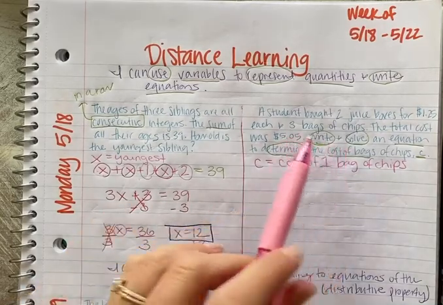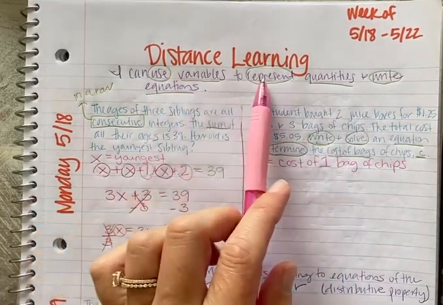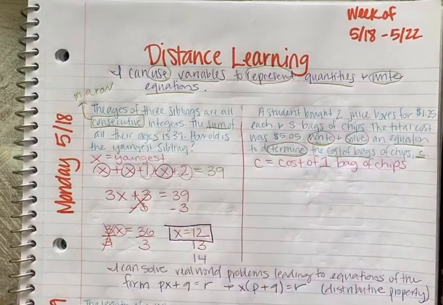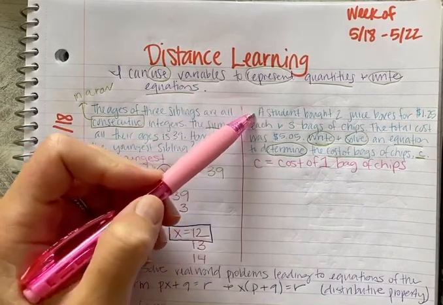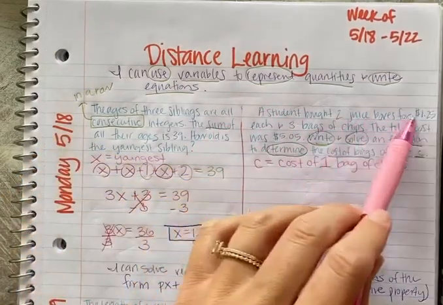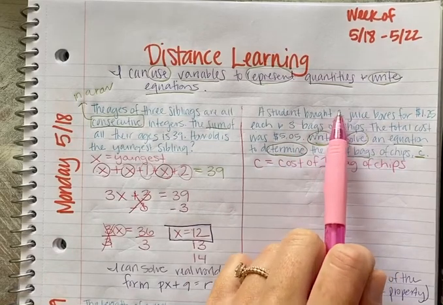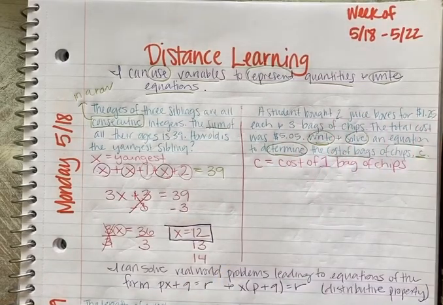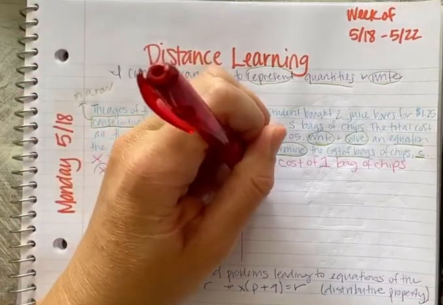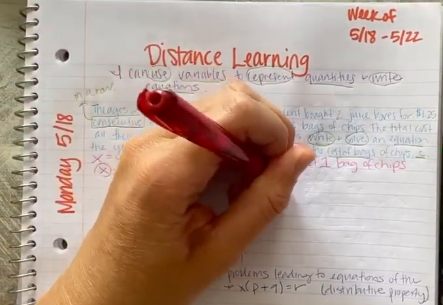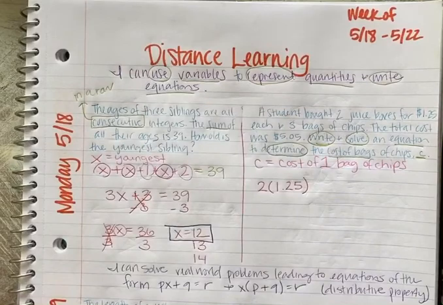Well, we need to use variables to represent these quantities and write an equation. So I'm going to start off with the information that I know. A student bought 2 juice boxes for $1.25. So how much did they spend on juice boxes? Well, we would multiply 2 times $1.25. That's what they spent on these juice boxes.